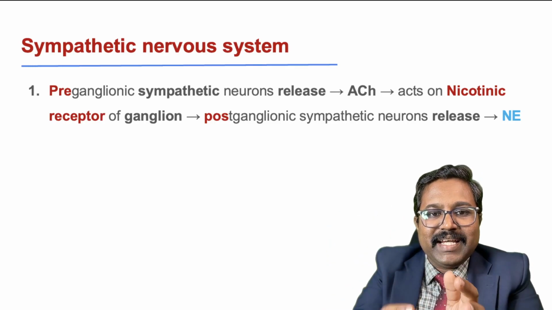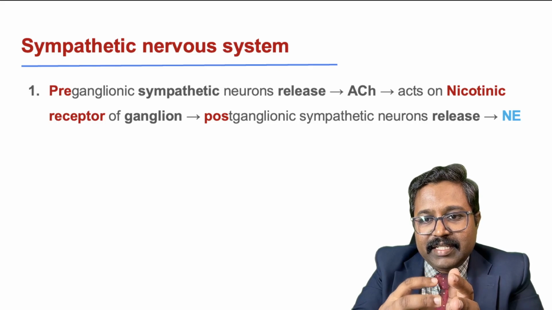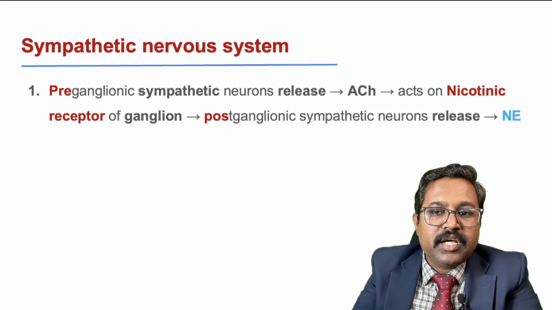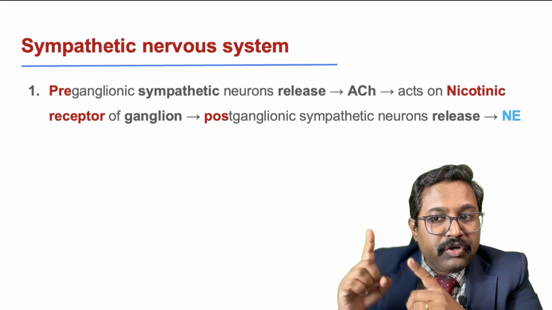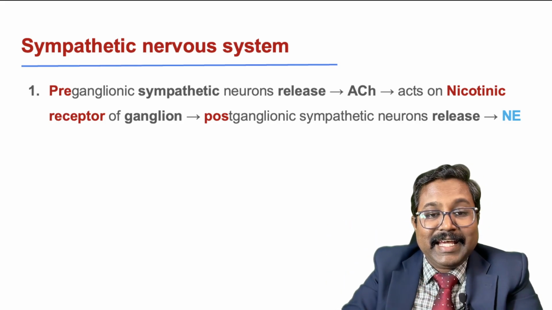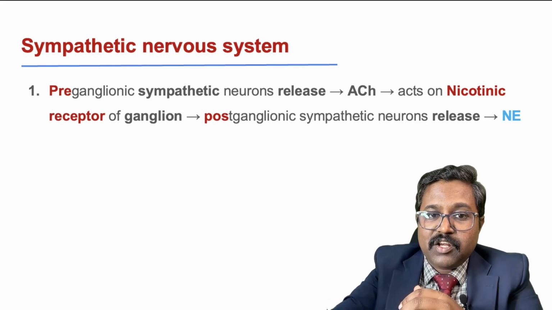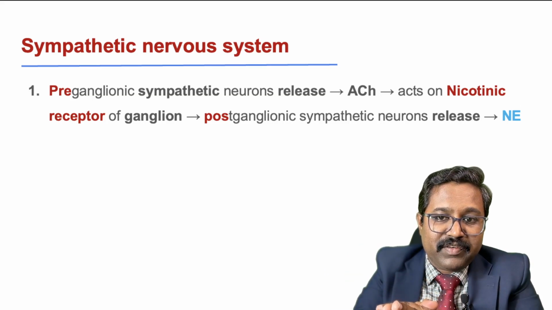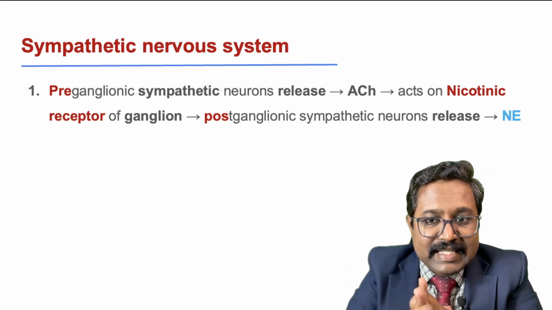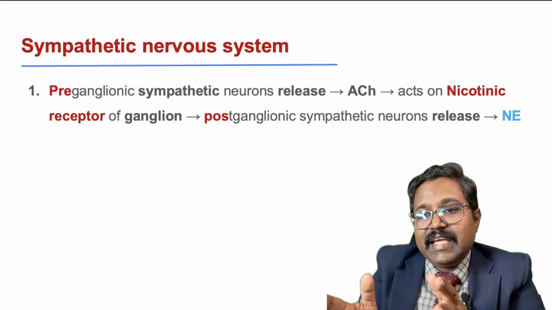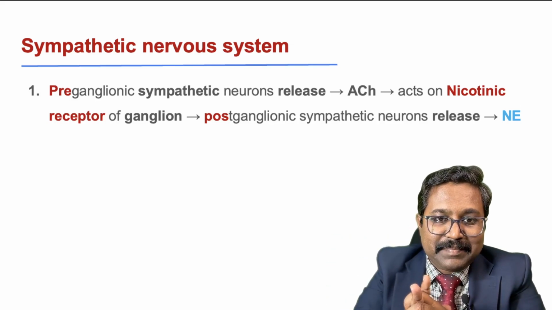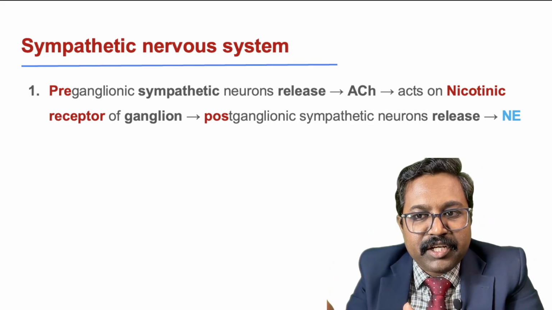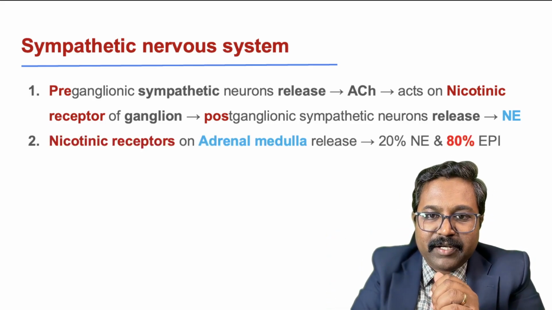then the ganglion gets stimulated and the nerve impulses will pass through the postganglionic sympathetic neuron to release the norepinephrine. In the case of the parasympathetic nervous system, there will instead be a release of acetylcholine rather than norepinephrine. Since it is the sympathetic nervous system, after the activation of the nicotinic receptor in the ganglion by the acetylcholine, the postganglionic sympathetic neuron will release norepinephrine.